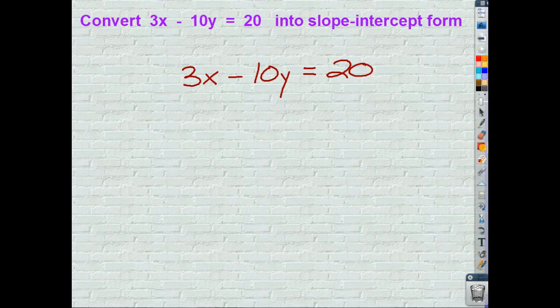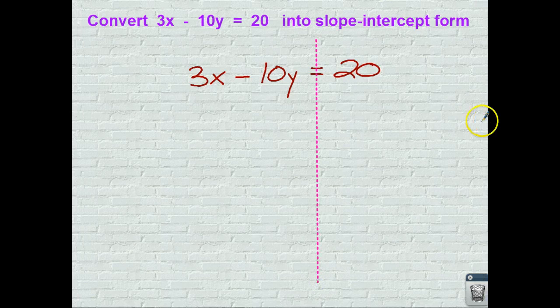All right, we have our wall. That has created a left side and a right side. I'm going to stabilize the y value on the left, and it looks like that is going to be the negative 10y. So take the sign that's in front of each term. And we are going to subtract 3x from both sides.